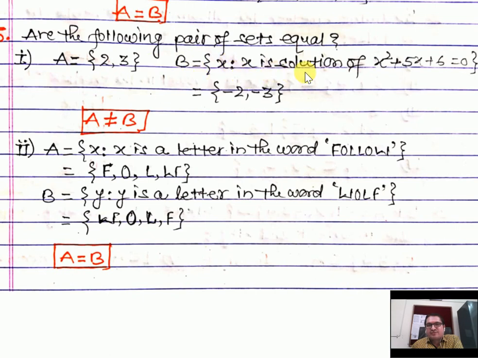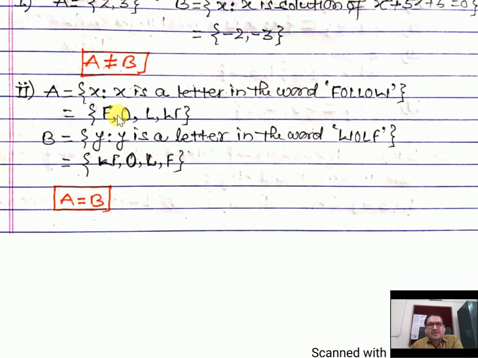B is the set of solutions of this equation. So you need to factorize it. You will get x square plus 3x plus 2x plus 6 equal to 0. You need to factorize. You will get (x plus 3)(x plus 2) is equal to 0. Value of x is equal to minus 2 and minus 3. So elements of A are not equal to elements of B. So that's why both sets are not equal.